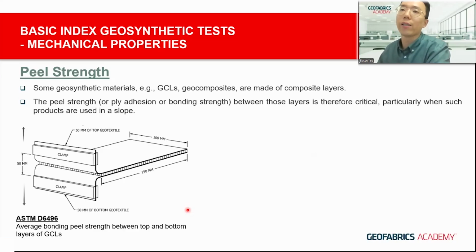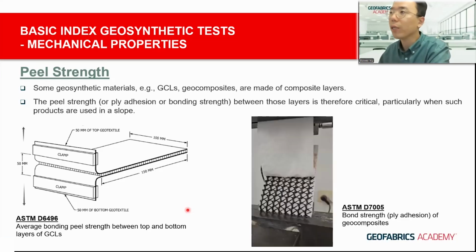An example here is D6496, which is a test method for testing the applied adhesion or the bonding strength of the geotextiles in the GCLs. And on the right-hand side, these are testing photos of us testing geocomposite drain materials' applied adhesions using the ASTM test method D7005.